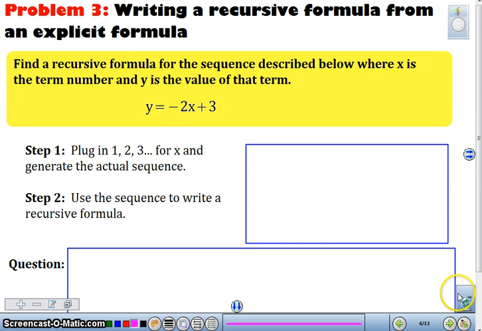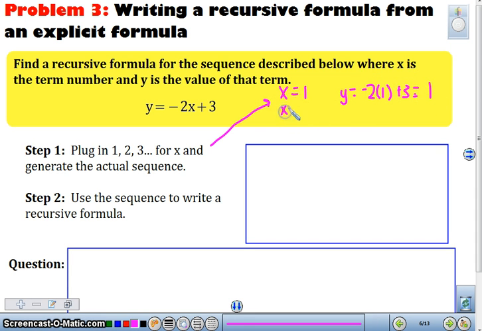Writing that recursive formula from an explicit formula. So we are now kind of going back to earlier this year when we looked at slope-intercept. So it says a recursive formula for a sequence is described here using x in terms of y. First, plug in the 1, 2, and 3 for x to generate the actual sequence. So if x equals 1, what is our sequence going to be? Well, we're going to have y equals negative 2 times 1 plus 3. The first number in our sequence should be negative 2 plus 3, which gives us 1.